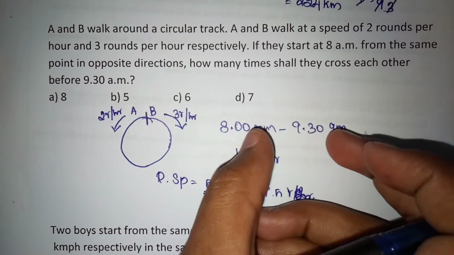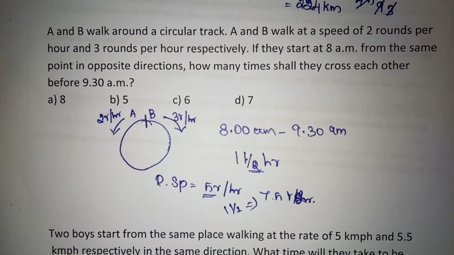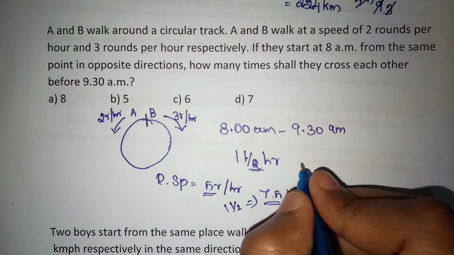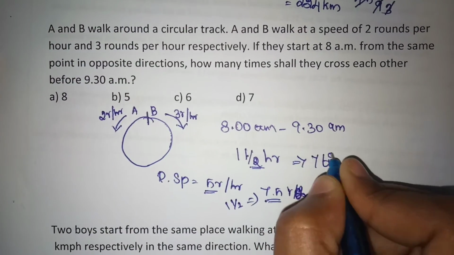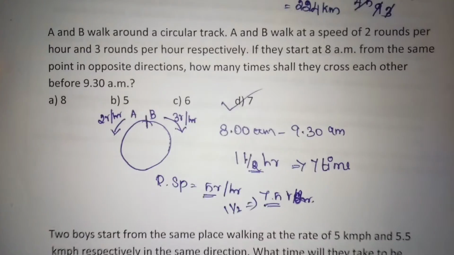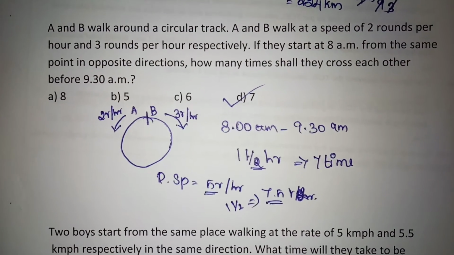So here problem is how many times. For 1 round they will meet 1 time. So for 7.5 rounds they will meet 7 times. So answer will be 7 times. Let us see the next problem.